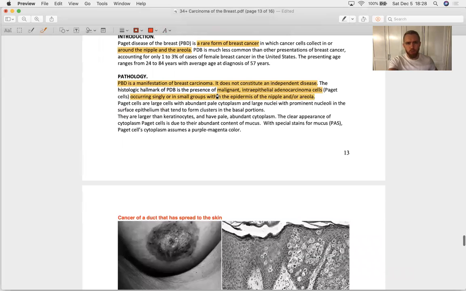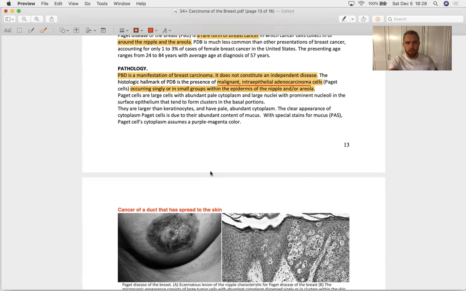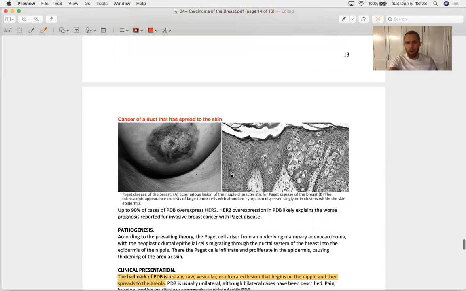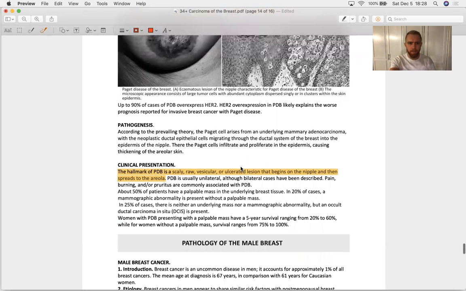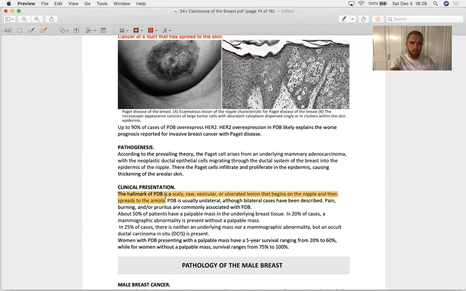So in words, we've got malignant intraepithelial adenocarcinoma cells. Those are called Paget cells. And you can tell them apart. They don't look like keratinocytes. So again, this is an adenocarcinoma that spreads to the skin. It can ulcerate. It can crust up. It can get very, very red.